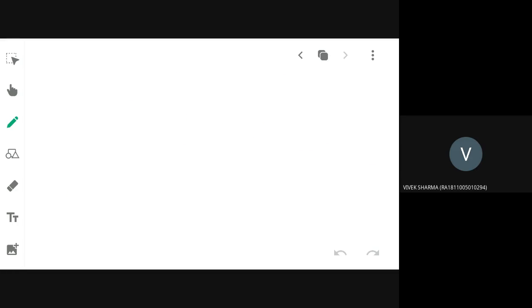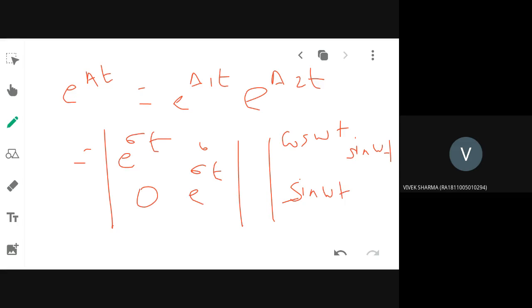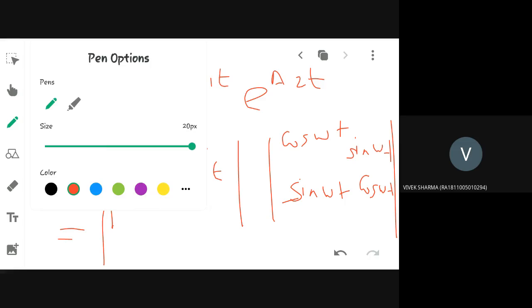As per the property, e power At completely will be equivalent to e power A1 t times e power A2 t. So you know the answer for the first one, that is e power sigma t, 0, 0, e power sigma t. And the next one that you have got is cos omega t, sin omega t, minus sin omega t, cos omega t. You multiply both, then what will be the answer that you will finally get for e power At? Simple matrix multiplication, what is the answer?